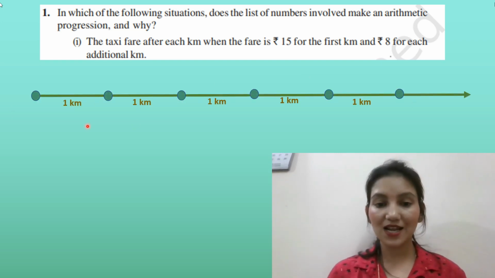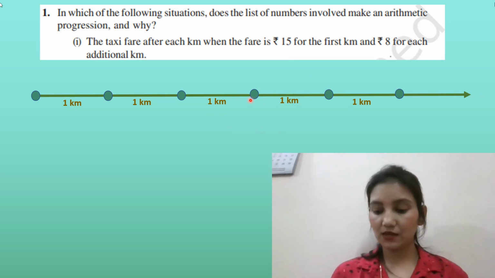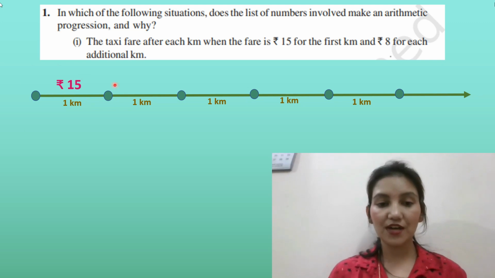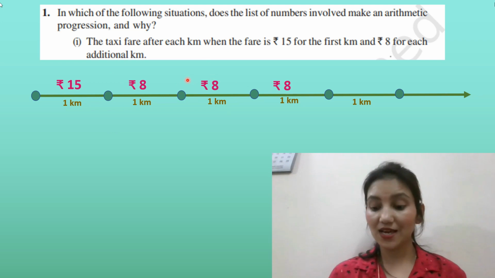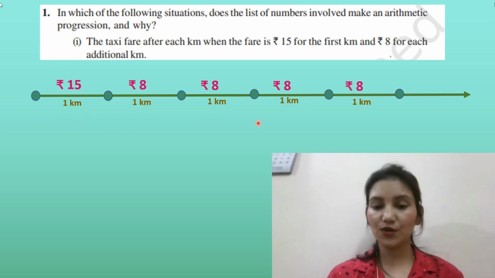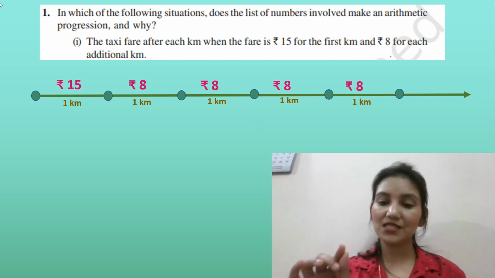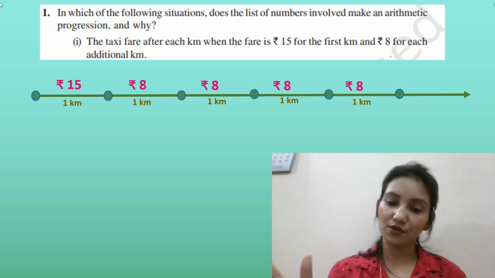So here is this line. It shows distance. So this is the first kilometer, then one more kilometer, and then 1 kilometer, right? For the first kilometer the fare is rupees 15, for the next kilometer the fare is rupees 8, for the next kilometer it is rupees 8, and so on. So after 1 kilometer the taxi fare is rupees 8 for each additional kilometer that you travel. We need to find out whether the taxi fare after each kilometer forms an AP or not.